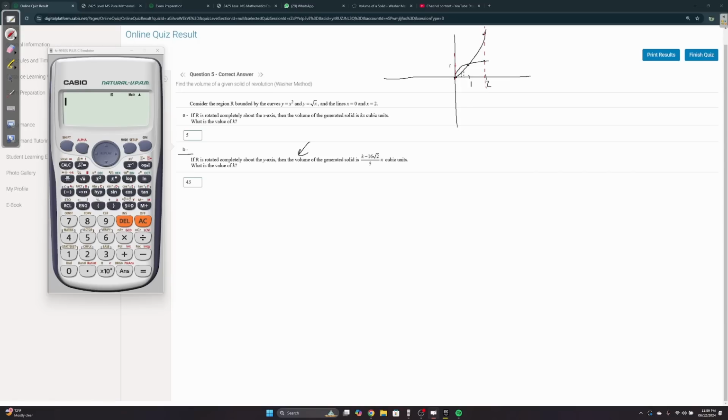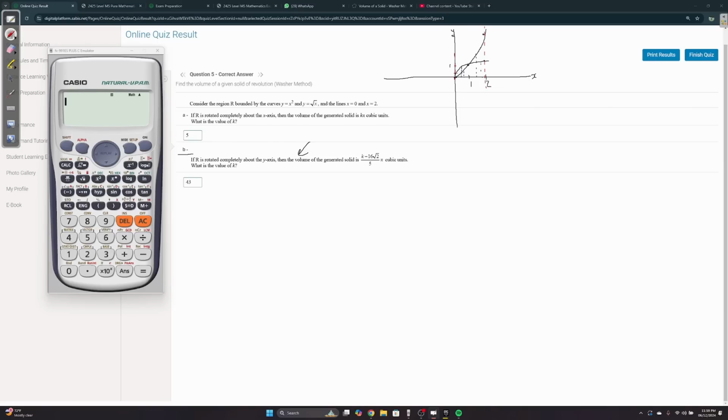Okay, so we said here we split it up because from 0 to 1, y equals root x was big R, and x squared was small r. And then from 1 to 2, x squared was big R, but root x was small r. Here, for the y-axis, the whole story changes. You're looking at the same concept of radius, but instead of looking from the x-axis, I'm now looking from the y-axis.